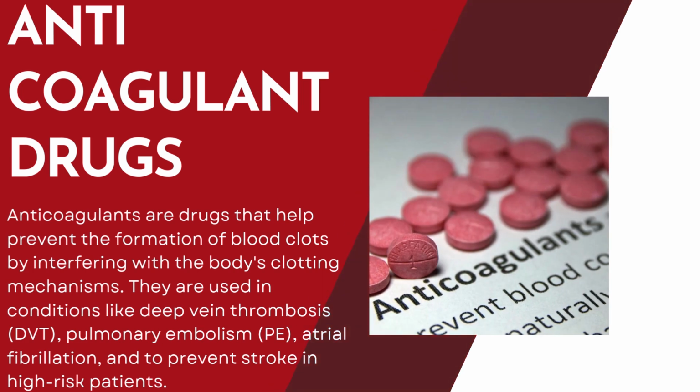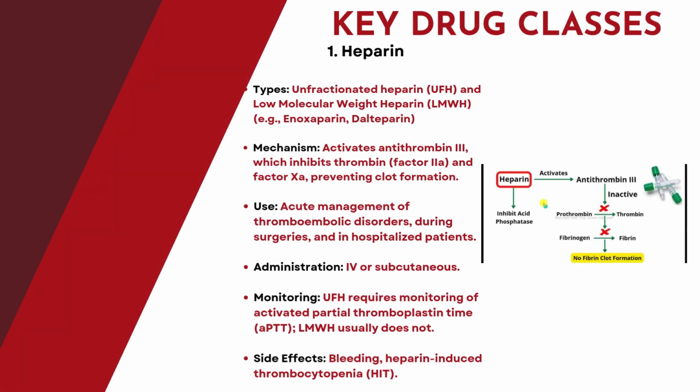Next class to dive in is anticoagulants, which help prevent the formation of blood clots by interfering with the body's clotting mechanisms. Key classes of anticoagulant drugs are: 1. Heparin. Types of heparin are unfractionated heparin and low molecular weight heparin. Mechanism: activates antithrombin 3, which inhibits thrombin, factor 2A, and factor XA, preventing clot formation. Monitoring: unfractionated heparin requires monitoring of activated partial thromboplastin time, LMWH usually does not.